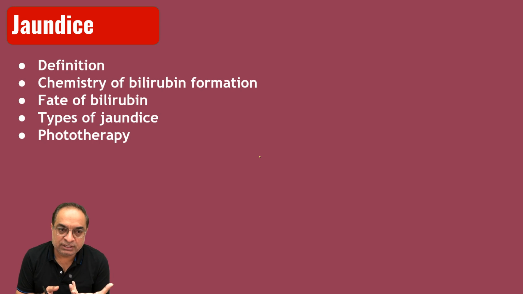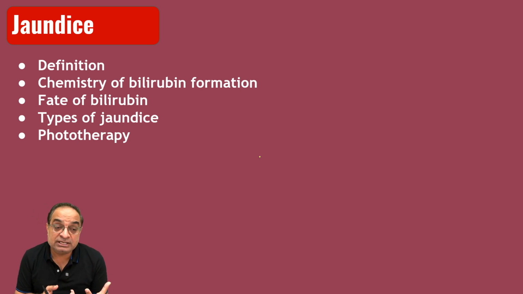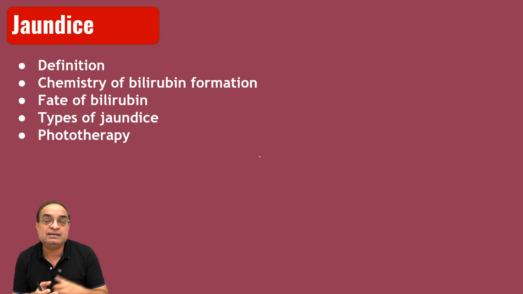Then comes jaundice. The definition of jaundice: the chemistry of bilirubin formation, fate of bilirubin, what happens when the bilirubin is broken down, what are the different types of jaundice, and what is phototherapy.